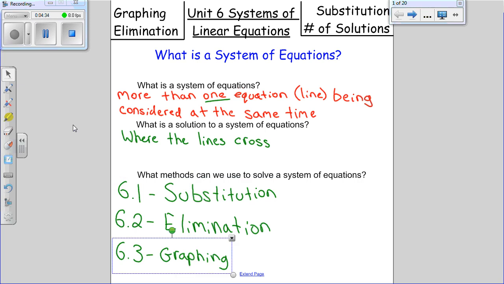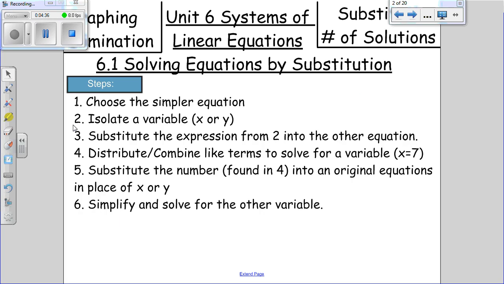All right, let's start things off. At the start of each lesson, 6.1, 6.2, 6.3, there will be step-by-step instructions on how to use that method. These are the step-by-step instructions on how to use substitution. I'm not going to read through them with you. What we will do is do a bunch of examples together, and then you can see what I'm talking about with these instructions. Let's do the first one.